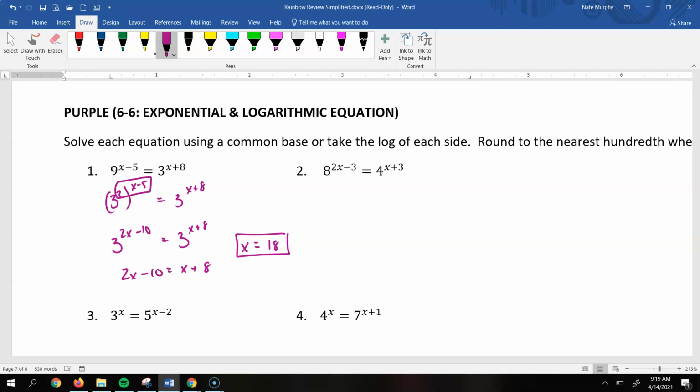And you could plug that in your calculator. You could put 18 in for x into both sides of that equation, and you would get the same answer on both sides.